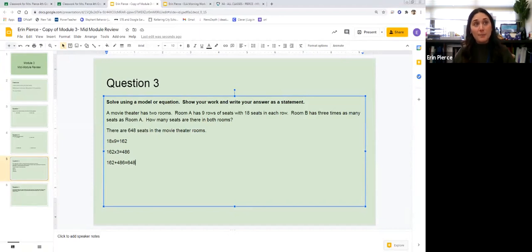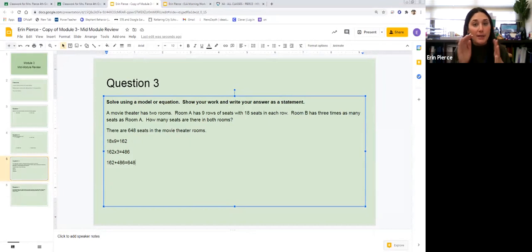I'll leave my screen up like this. As soon as you're done typing your information, there is one last question we are going to answer for our review of Module 3, the mid-module part. After we're done with this mid-module, we are going to take a little break from Eureka next week and come back after the break with more Eureka.